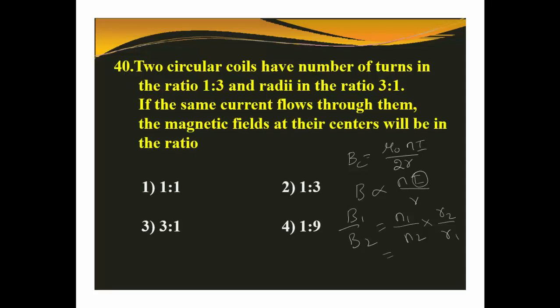Okay, so with this, magnetic fields ratio can be calculated. N1 by N2 is 1:3 and R2 by R1. This is R1 by R2 ratio, but R2 by R1 ratio will become 1:3 only. 1:3 times 1:3, so totally it will be 1:9. B1 by B2. So answer is fourth one.